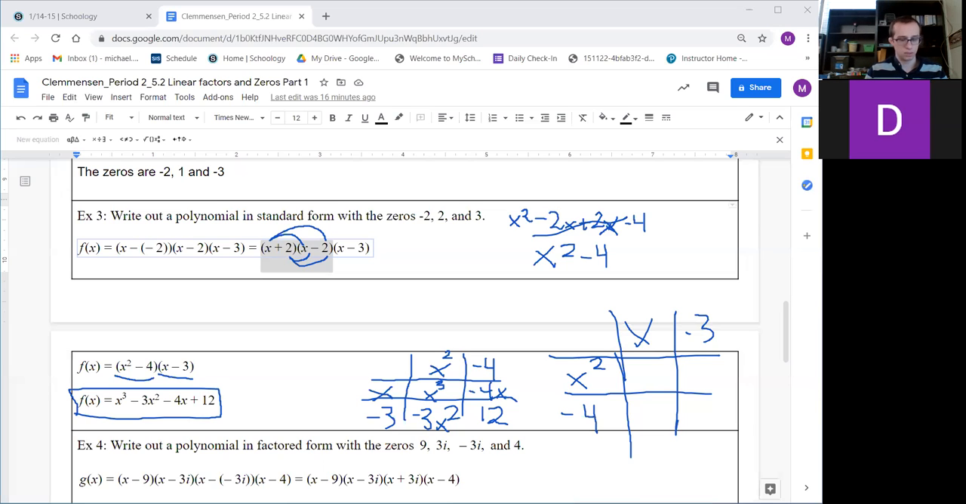Are there any questions about this? Because this is a main portion of what we're going to be learning about for this section.